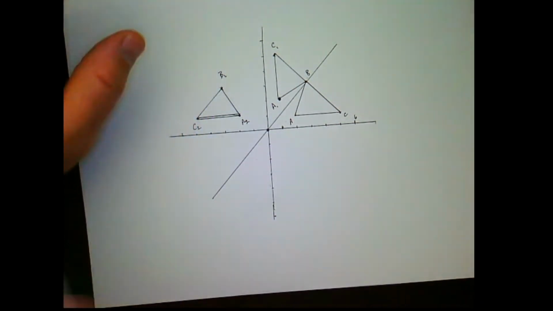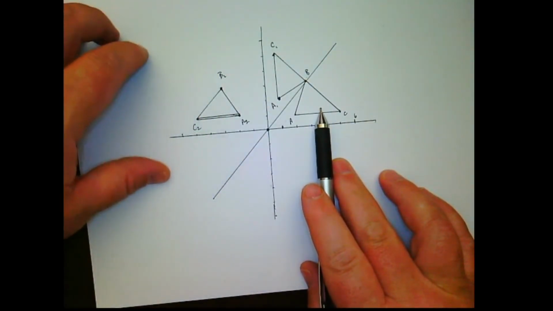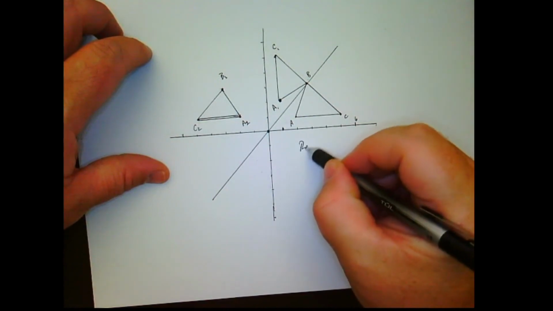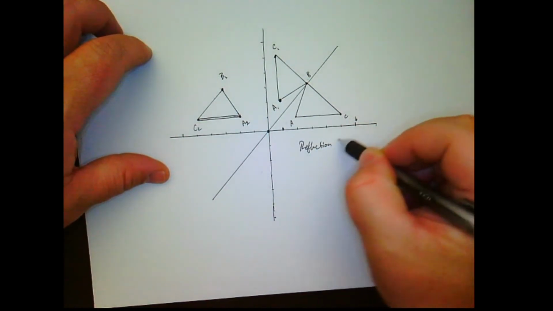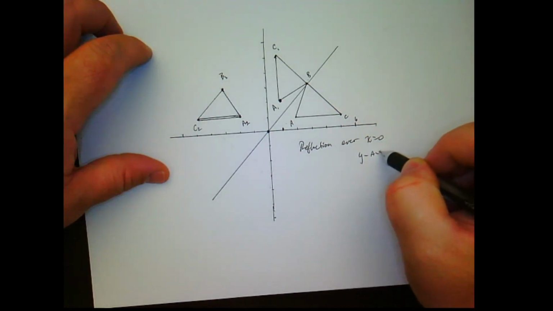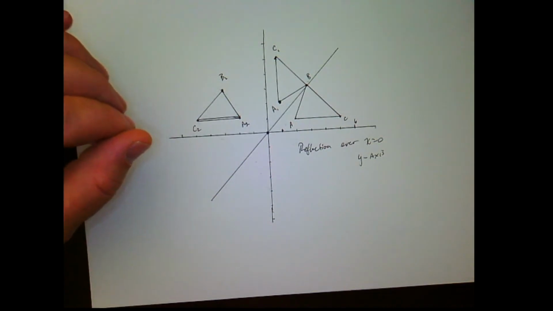Next up says, so we just did part D. Describe fully the single transformation that maps ABC onto A2, B2, C2. So, you see how it's flipped over? I think that's a reflection over x equals 0, the y-axis. I think that's what it is. I think it's a reflection over the y-axis.